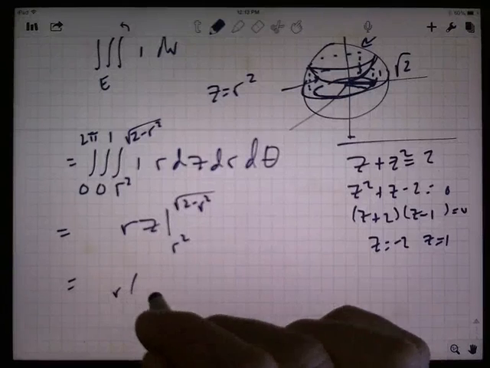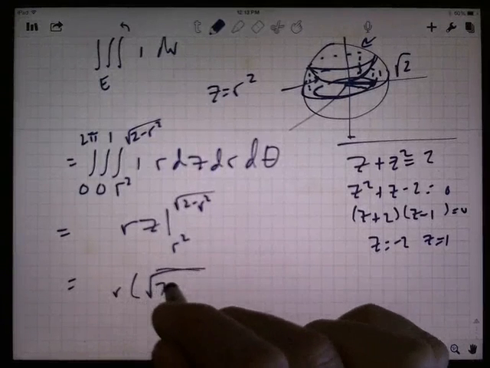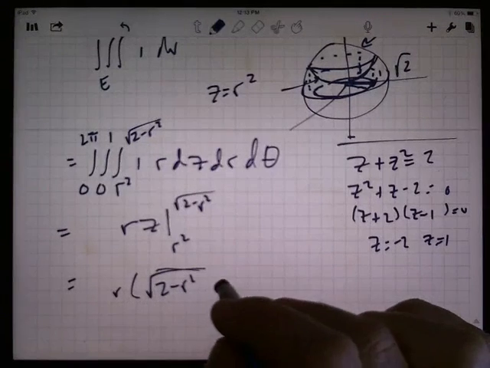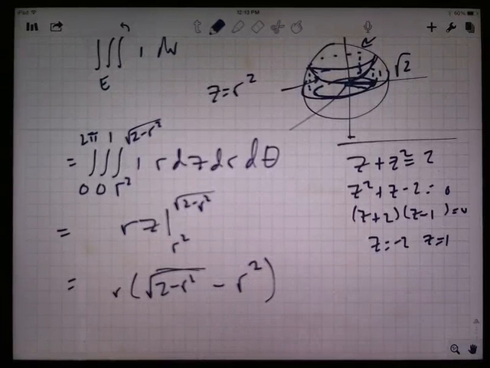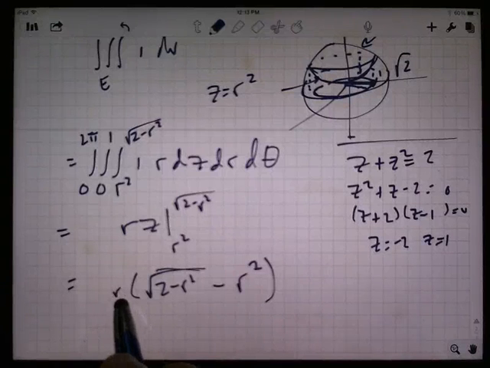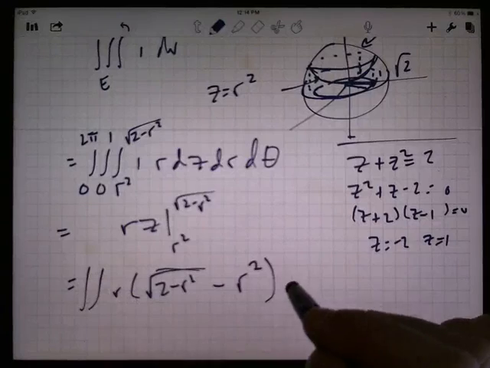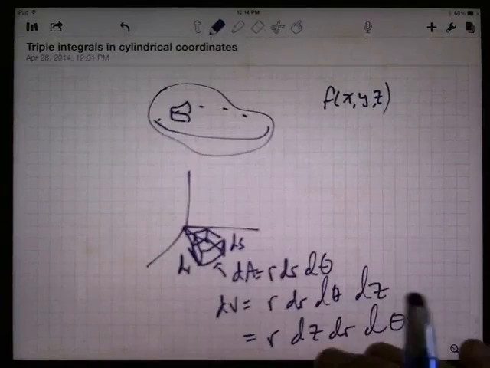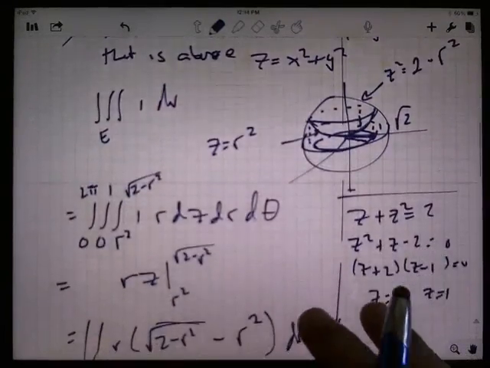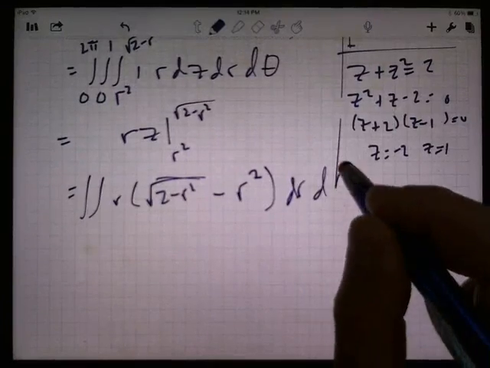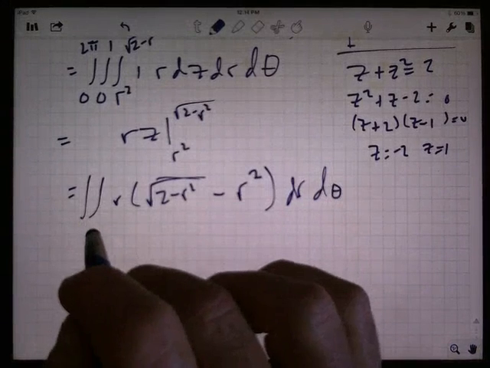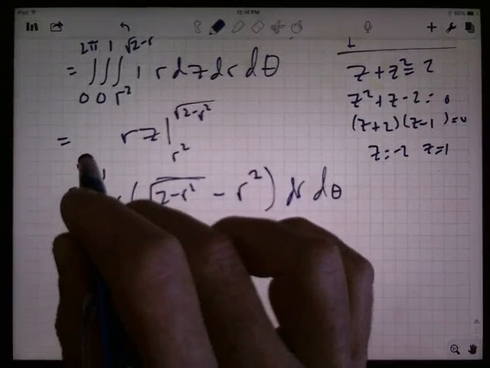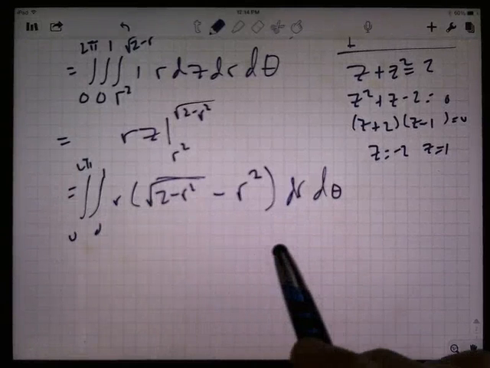This is just r times z evaluated between r squared and the square root of 2 minus r squared. Plugging in, I've got r times the square root of 2 minus r squared minus r squared. So either you can have the r multiplied by both of those or factored out. And then there's this double integral dr d theta, 0 to 1, 0 to 2 pi. And at this point, I think you can do this just fine.